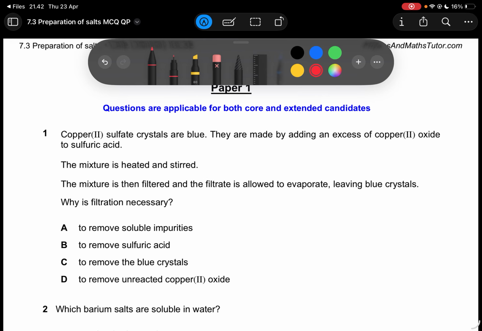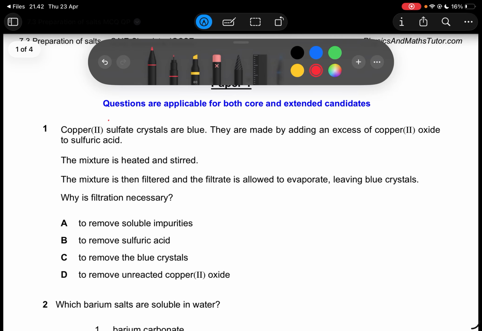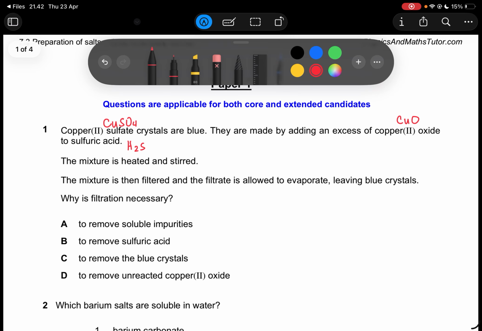So as part of the review, we'll always try to write the chemical formula for copper sulfate. So that would be CuSO4. Copper oxide will be CuO, and sulfuric acid is H2SO4. The mixture is heated and stirred. The mixture is then filtered, and the filtrate is allowed to evaporate, leaving blue crystals.